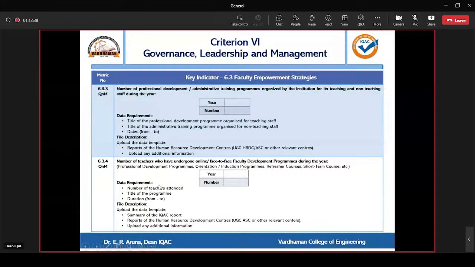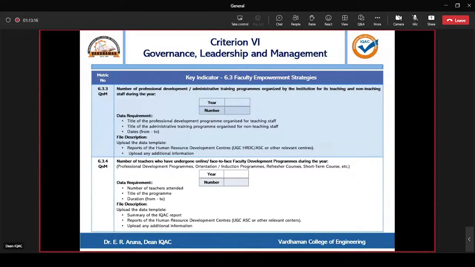And coming to 6.3.4, which is the number of teachers who have undergone online or face-to-face faculty development programs during the year. This is 6.3.4, which is again QnM. They provide the template to upload, which contains the academic year, number of teachers who have attended, title of the professional development program, date, and duration from-to. In addition to this prescribed Excel, we have to provide details like the participation certificate as evidence for this.